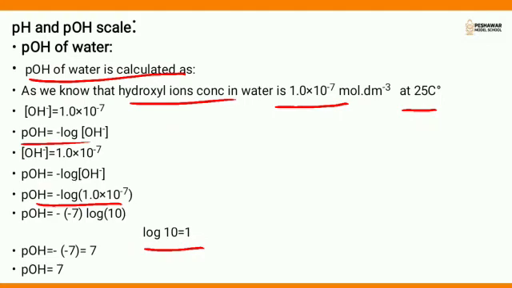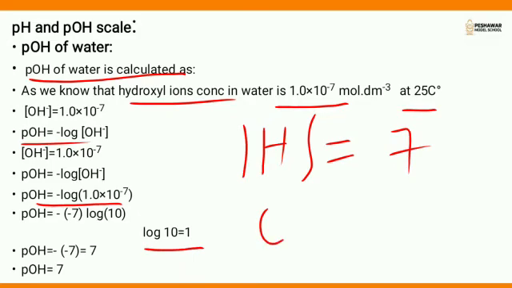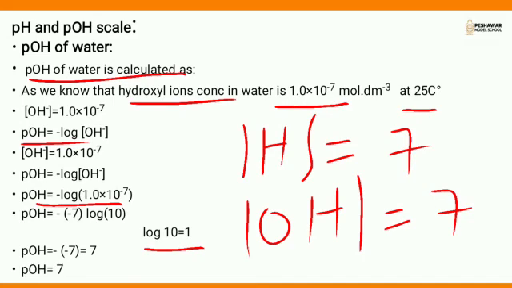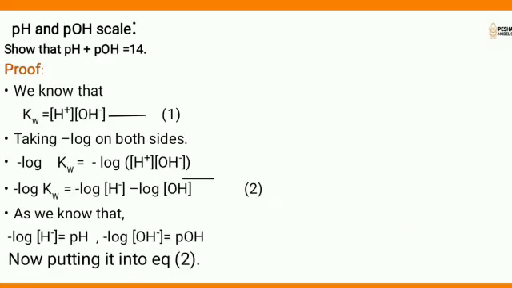At room temperature, the molar hydrogen ion concentration of water is 10^-7 and the molar hydroxyl ion concentration is also 10^-7. pH and pOH scale. Now this is a second formula used to determine the pH and pOH scale. So pH plus pOH is equal to 14.